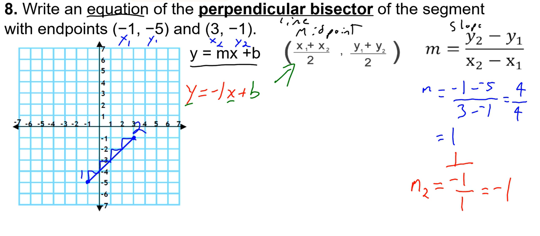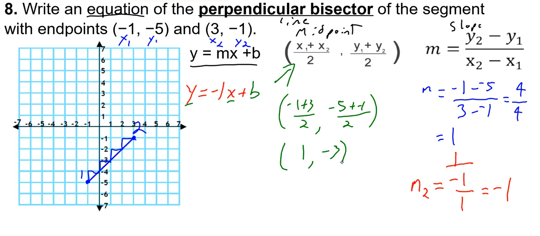So I'm going to use (-1 plus 3) divided by 2 for x, and for y, (-5 plus -1) divided by 2. This will end up being (1, -3). If I plot that on my graph, sure enough, that seems like a reasonable place for the midpoint. Okay. So now I'm going to take those and plug them into my equation to solve for b.